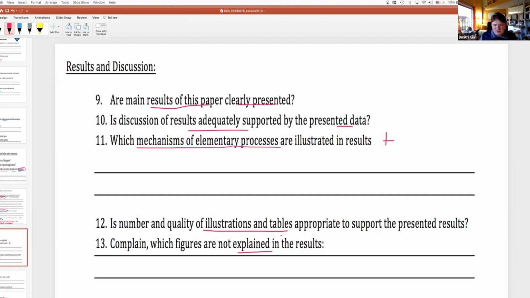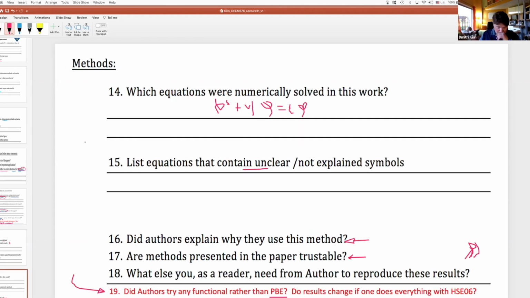Are the number and quality of figures and tables appropriate? If there are too many or too few figures, complain. If figures are not explained in the text, complain. Methods. Which equations were numerically solved? We discussed it at the beginning. Kohn-Sham self-consistent equations and equations for observables like DOS and absorption. Ideally, each term in an equation should be explained. If it is not, complain.